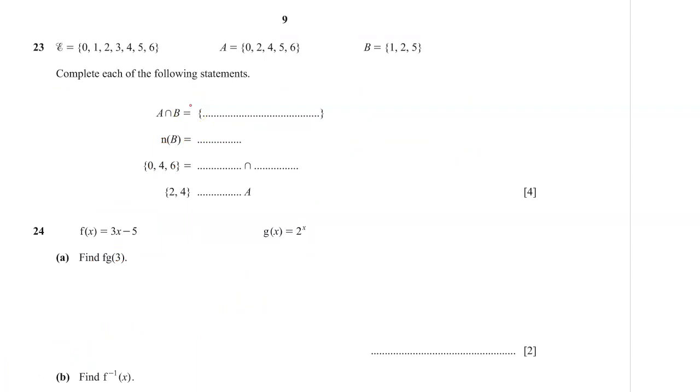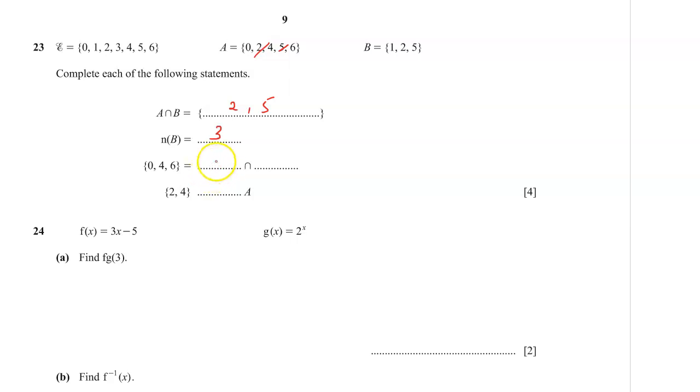Number 23. We have this set A, set B. Complete each of the following statements. Intersection of A and B. The common elements here in A and B are 2 and 5. So 2, 5. The number of elements in B is 3. 1, 2, 3.